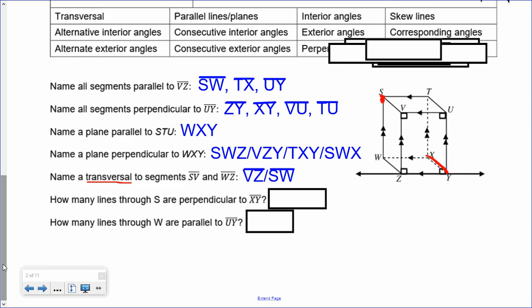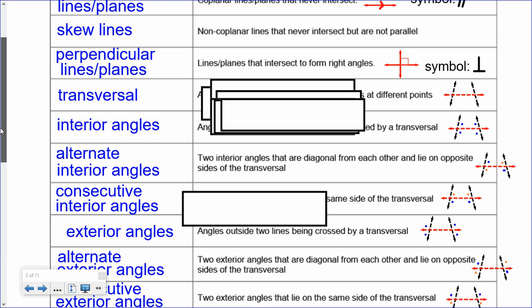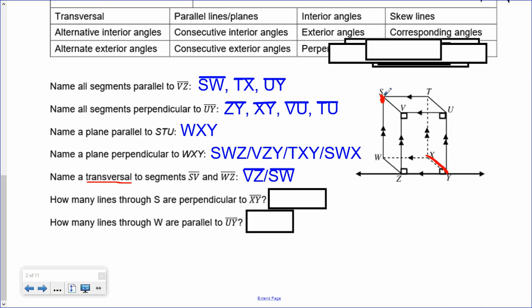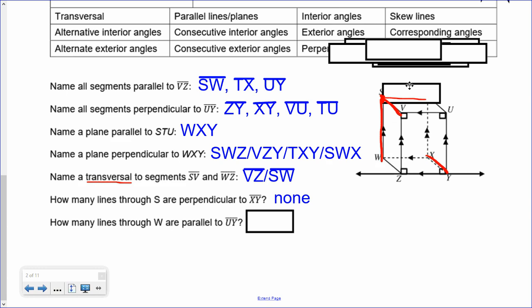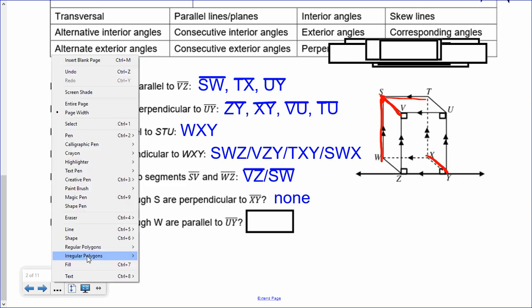Well, remember the definition of perpendicular says that they have to intersect. That's part of the definition. So all the lines that go through S, like this, none of them touch XY. So that's actually not going to work for us. The answer would be none. Because we specified that it has to go through S, none of these lines that I drew that contain S even touch XY, so they can't be perpendicular. Okay?